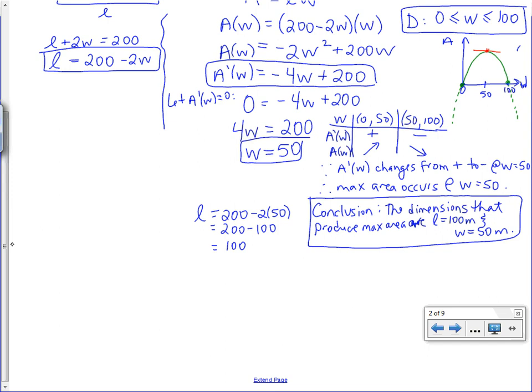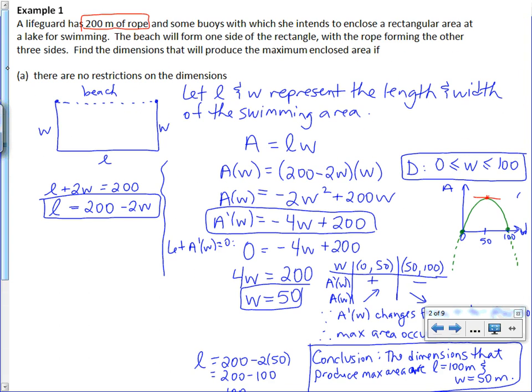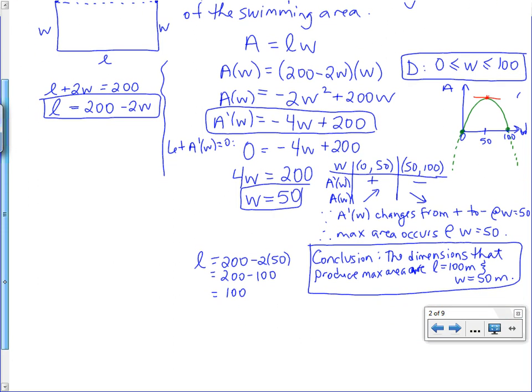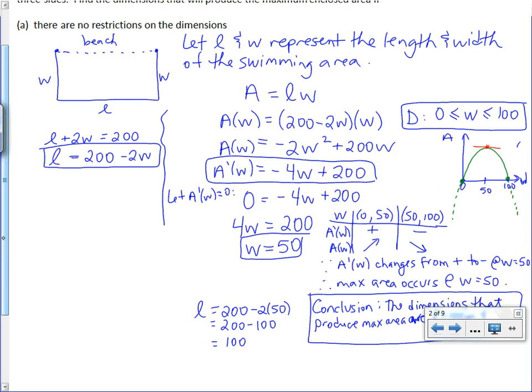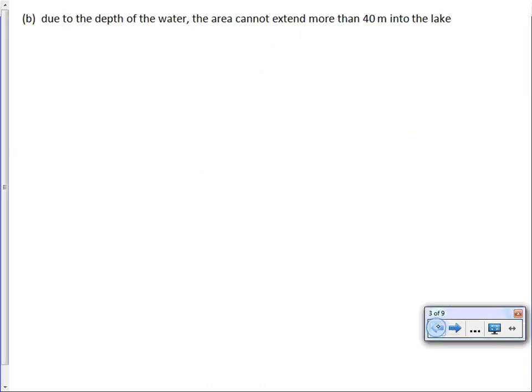Okay? So again, let's just go through what we did. We had a scenario where we created a model, we defined the variables, we came up with an equation, took the derivative of it, set it equal to 0, solved for your variable to figure out where the horizontal tangents are, confirmed that the location was the max, and then made our conclusion. So there is a part B to this, and the nice thing is a lot of what you need for part B you've already done, so you don't have to do a lot of extra stuff. But part B says, due to the depth of the water, the area cannot extend more than 40 meters into the lake.